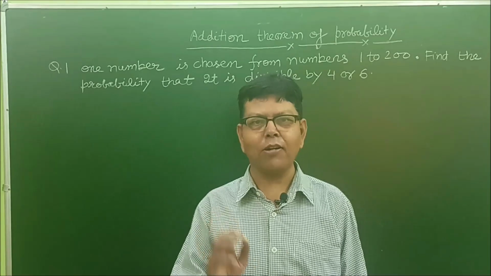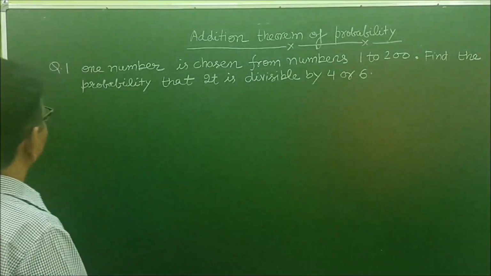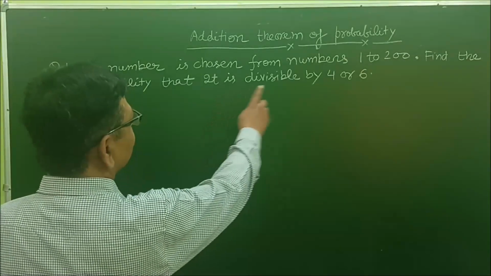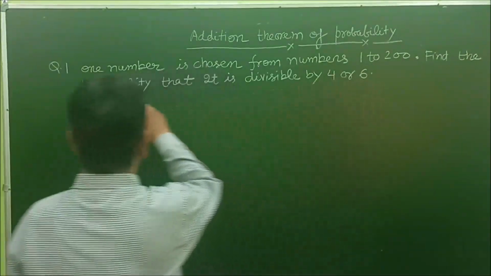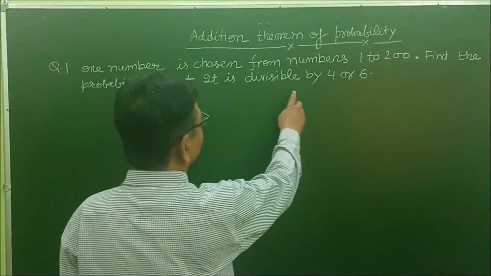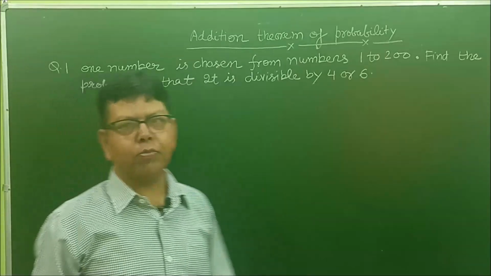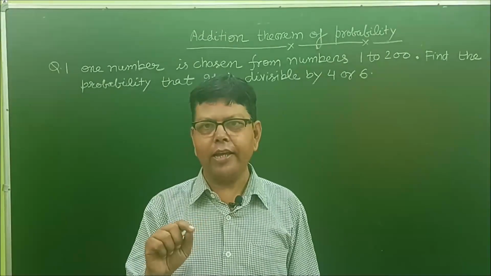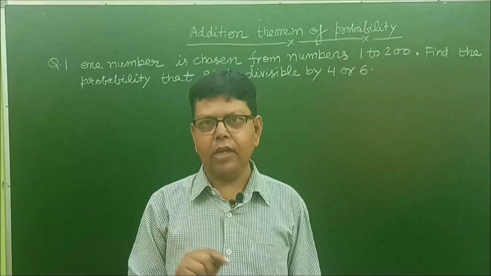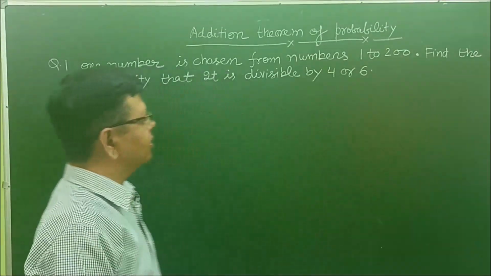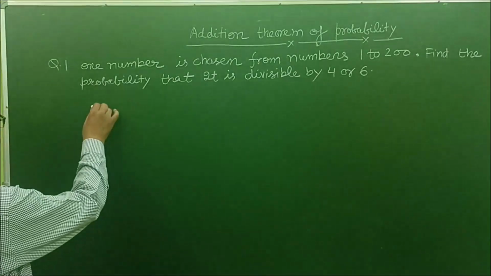So let us start. First question: one number is chosen from numbers 1 to 200. Find the probability that it is divisible by 4 or 6. Whenever in a question on probability the final line has "or", you apply the addition theorem of probability. Now let us fix the events.